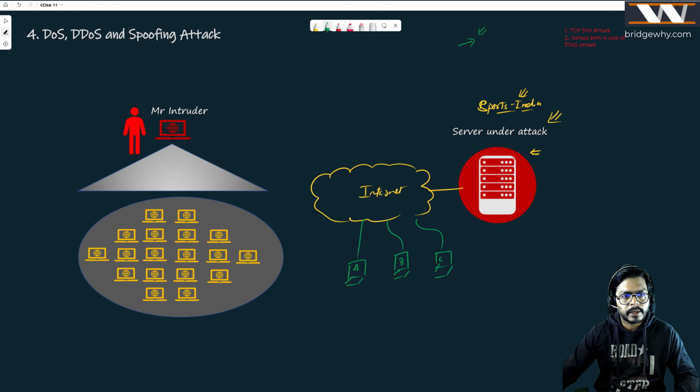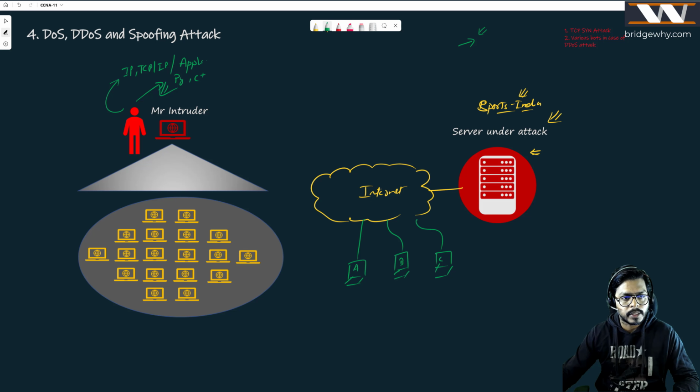So now here we have Mr. Intruder, and Mr. Intruder is on the internet. He is a very skillful person. He knows internet protocol. He knows TCP/IP, and he has some understanding of applications also. Along with that, he is very well equipped with some programming languages also. He knows Python. He knows some part of C, C++, right?